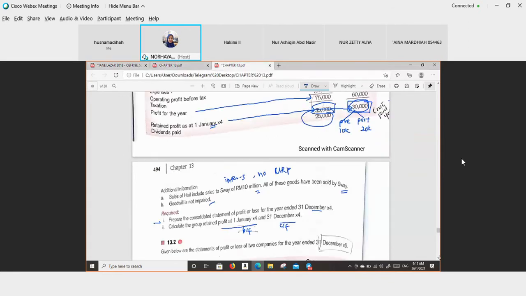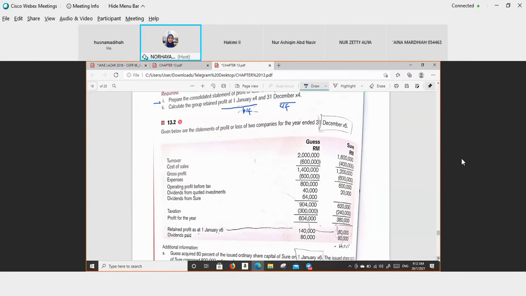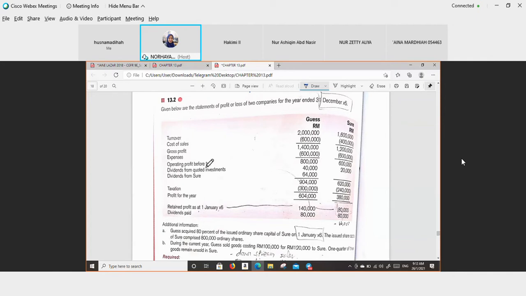13.2, let's first understand the question. For Gas and Fuel, you are also provided with the profit or loss. You have turnover, cost of sales, gross profit, expenses, operating profit before tax, dividend from quoted investment. Please take note here. As usual, the acquisition date is not stated, the acquisition date is at the beginning of the year.